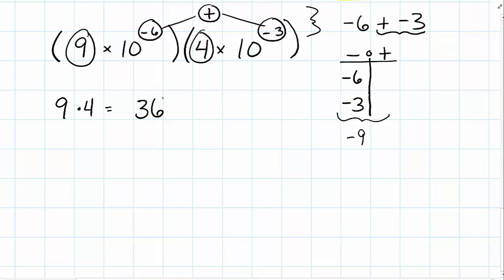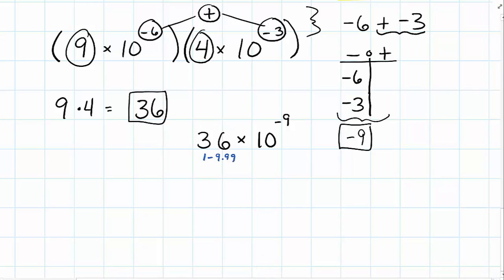So taking the pieces that we have, the 36 and the -9, and putting this back together, it looks like scientific notation of 36 times 10 to the -9th, but it's actually not, because 36 doesn't fall between 1 and 9.99, so I actually have to move the decimal place back one place value. So we've got to go back one place value in order to make this number 3.6.